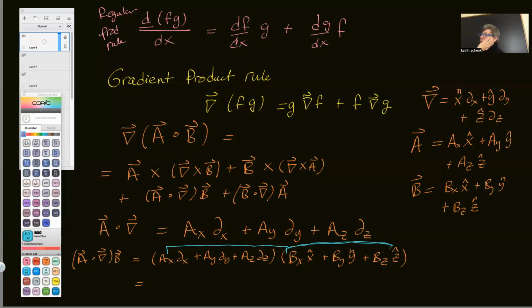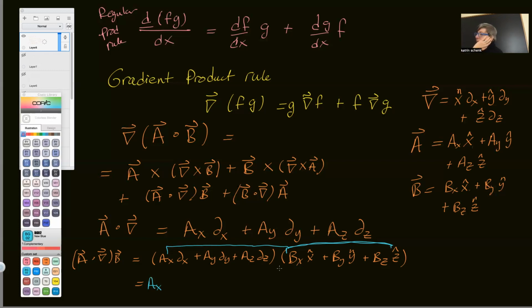Okay, so I would get AX, and the first thing is going to be the partial of X acting on BX. If this were a different coordinate system, I would have to worry about the derivative of X hat, use the product rule, and take its derivative. But X hat doesn't have any derivative, it's like a constant. So we don't care about the fact that it's BX times X hat, right? You understand what I'm saying?